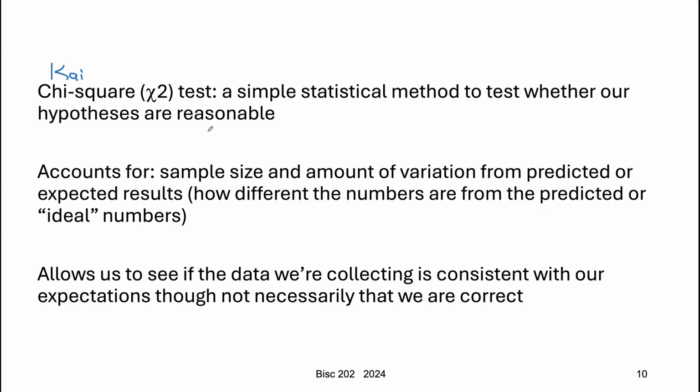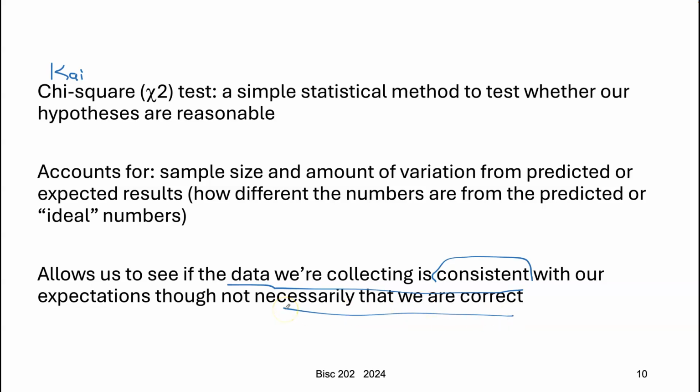And then somebody else has done all the work to make a table that allows you to just look up and find out, are your numbers close enough to what you predicted for you to just accept them as the way you've predicted, or are they too different to be acceptable? Basically, we're just trying to find out if the numbers we've generated, or the data we've collected, are consistent with our expectations. It doesn't necessarily mean that we're correct.